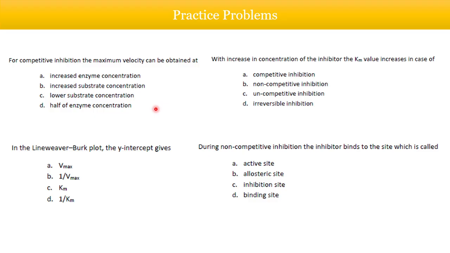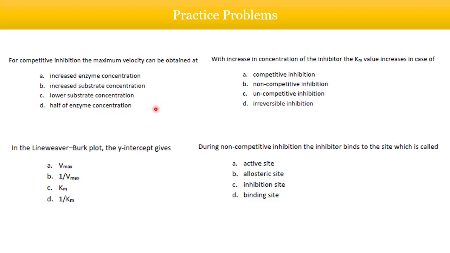Okay, that is correct. In the Lineweaver-Burk plot, the y-intercept gives you, so from the y-intercept, what do you get? Vmax. What is this? B, 1 by Vmax, yes, that is also correct. 1 by Vmax is the y-intercept, and the x-intercept is minus 1 by Km.